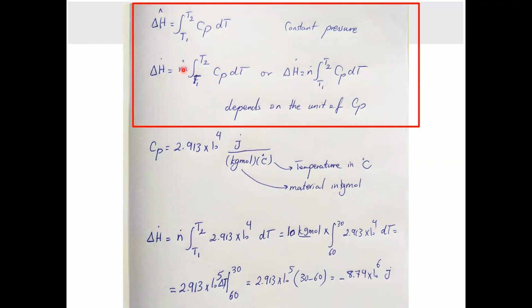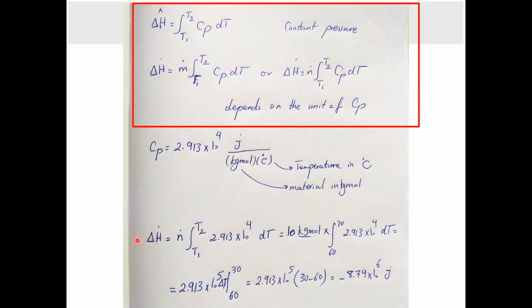How you choose between mass rate and mole rate depends on the unit of Cp, because this one is given to you or you are taking it from the tables. So in our case, they give the amount of Cp in joules per kilogram mole Celsius. Because it is kilogram mole, you have to use this formula. You have to use mole.